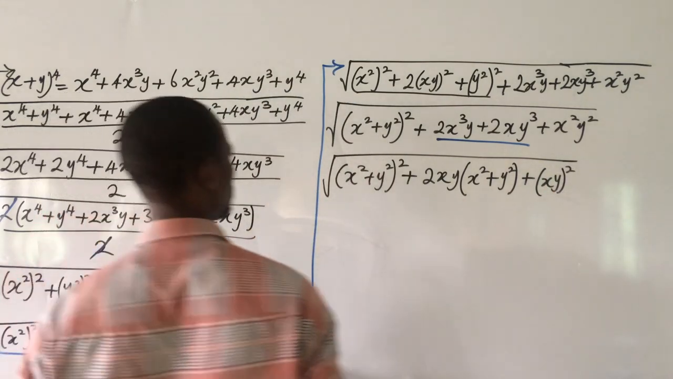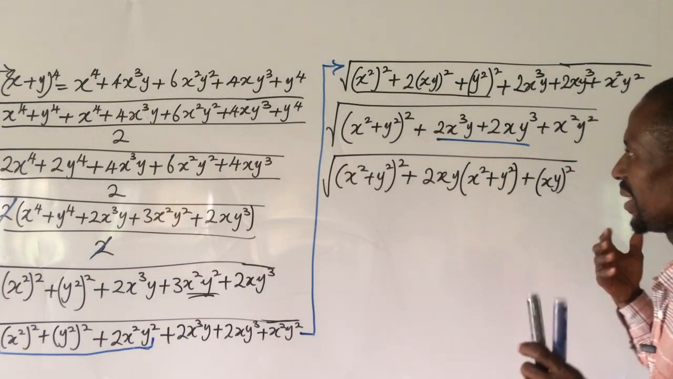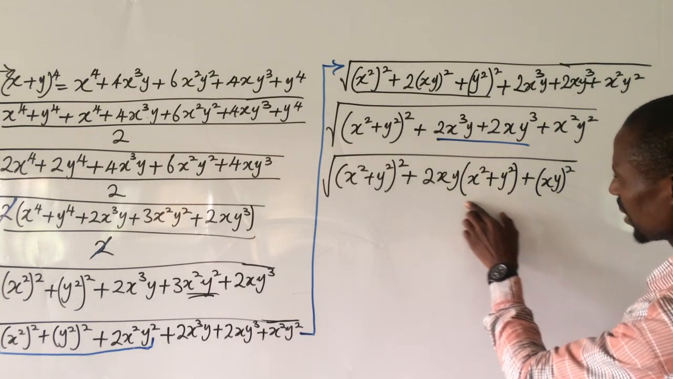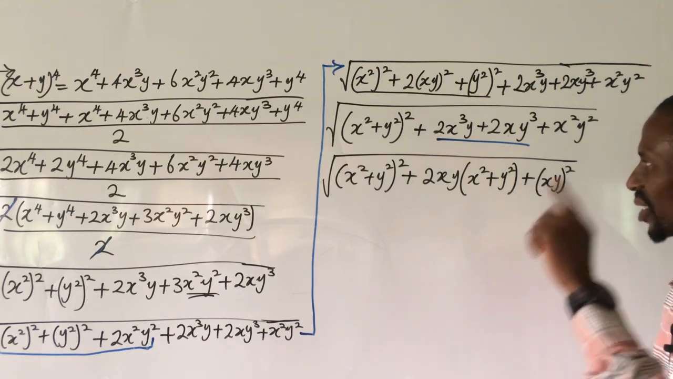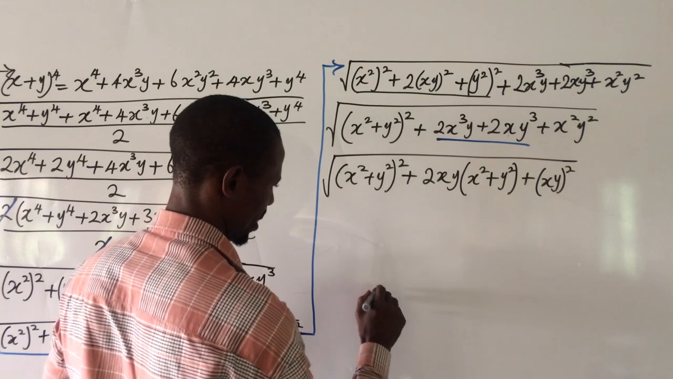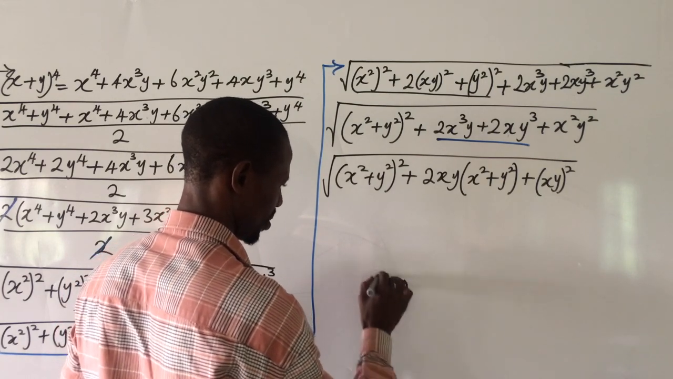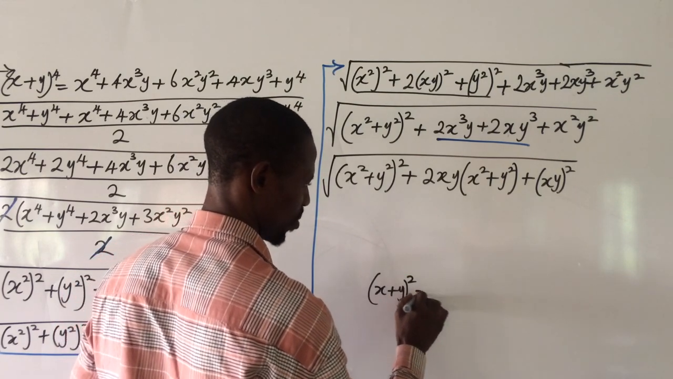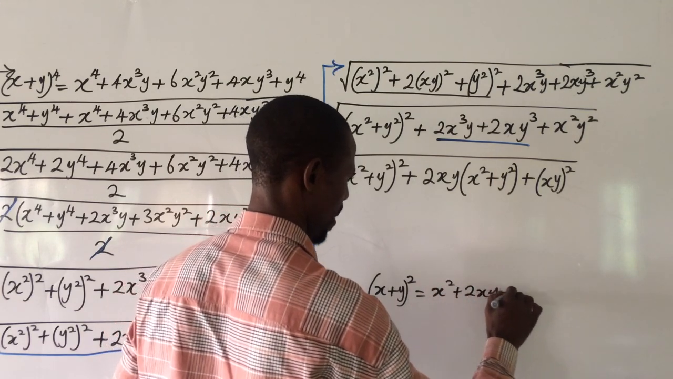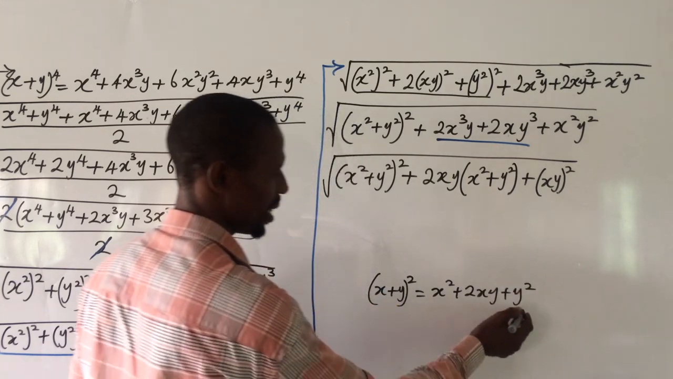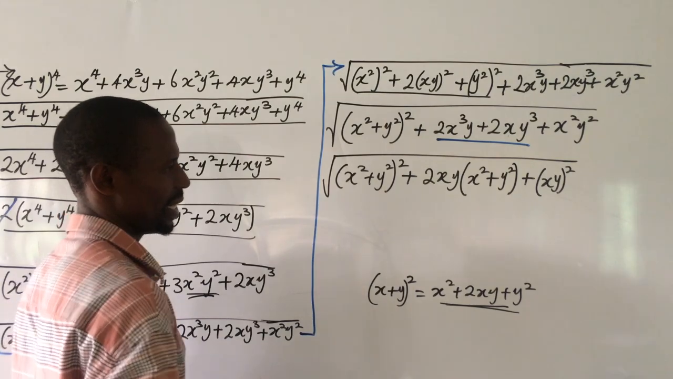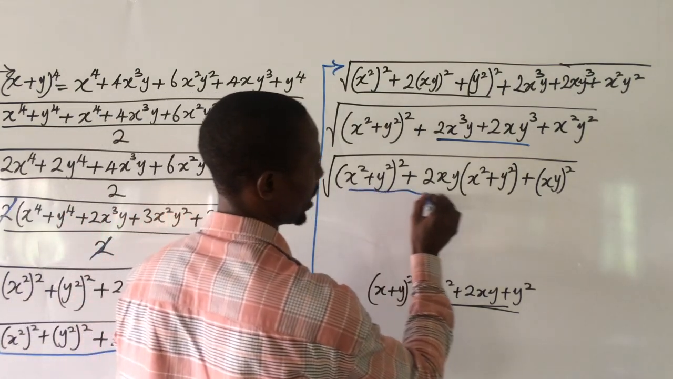All right. We now look at this carefully again. If we go back to our special identity, which says that x plus y, close bracket, squared equals x squared plus 2xy plus y squared, everything you have in here is what we have in here now playing out.